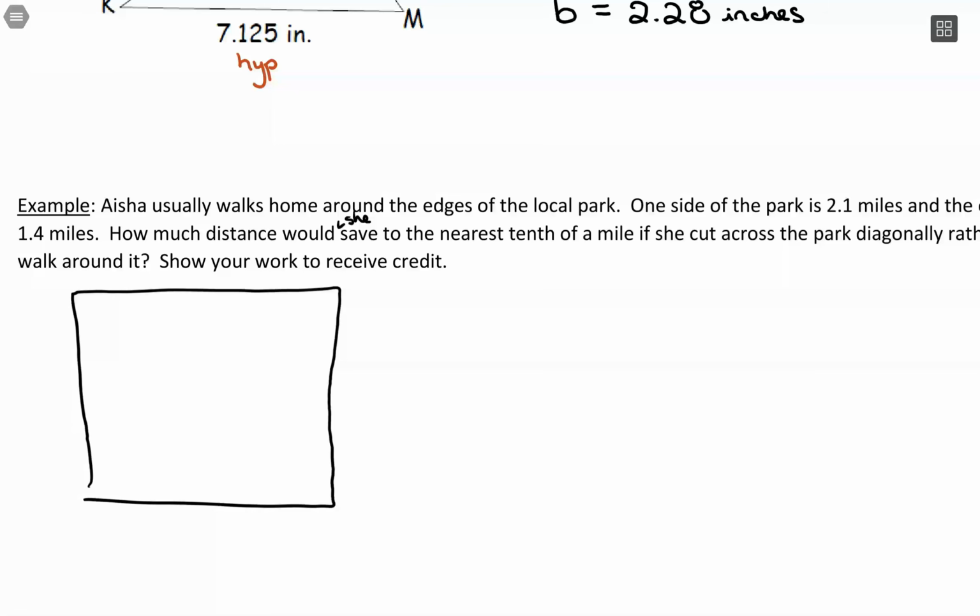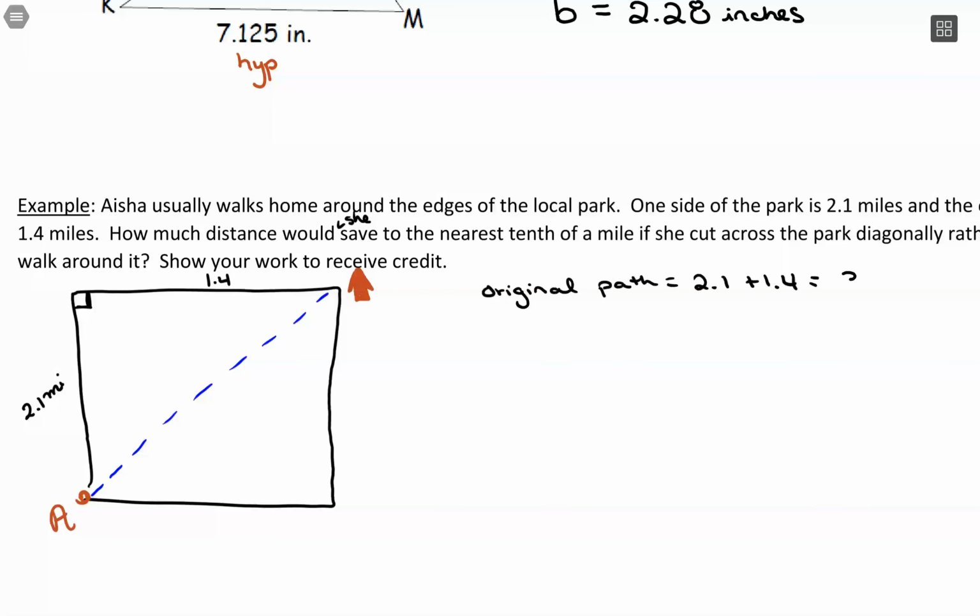what we're going to do is think about this diagonal path across this rectangular park. So let's say there's Aisha, here's her home, and what she usually does is goes along the outside, so at 2.1 miles. And then we'll assume this is rectangular, so we're going to have a right angle there, and then 1.4 miles. So her original path of how far she has to walk would just be that 2.1 plus the 1.4. So usually she has to walk 3.5 miles total.